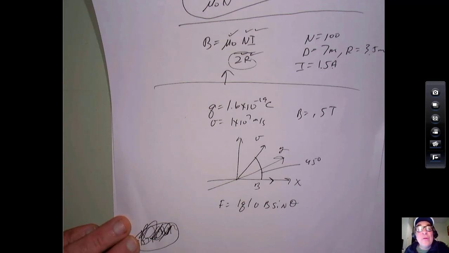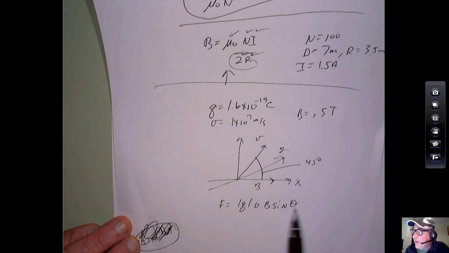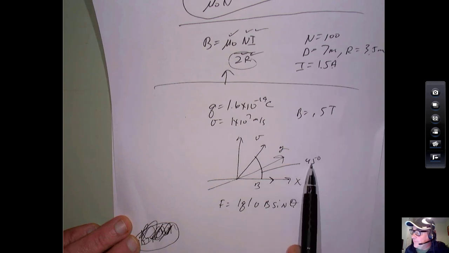The easier problems are when V and B are completely perpendicular to each other. Then it's in the formula QVB sine of the angle between V and B. So when the angle between V and B is 90 degrees, the sine of 90 is 1. That part goes away. But here there actually is an angle between V and B. They give it to you as 45 degrees.